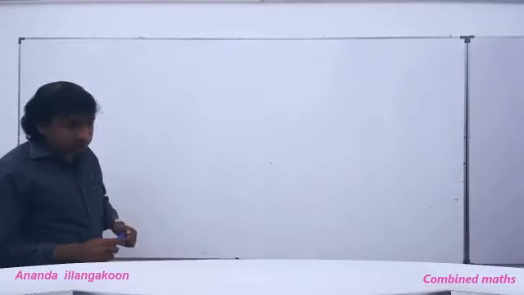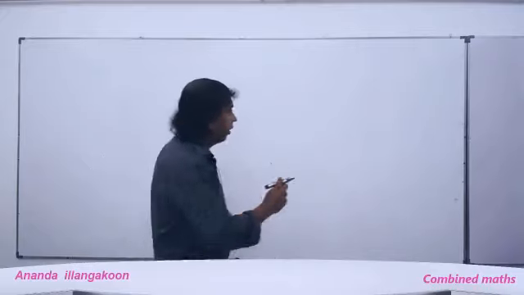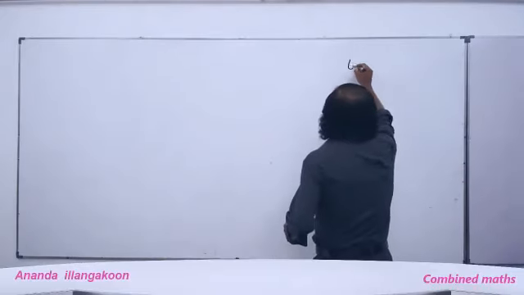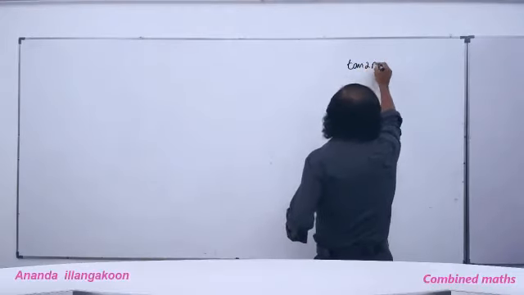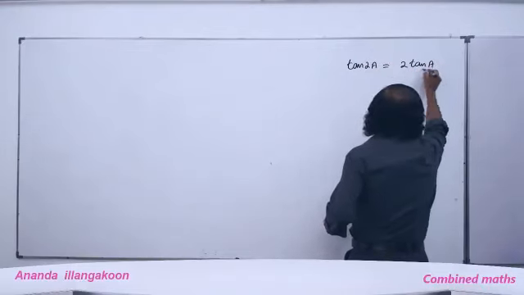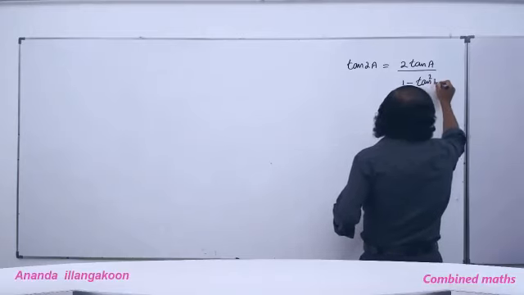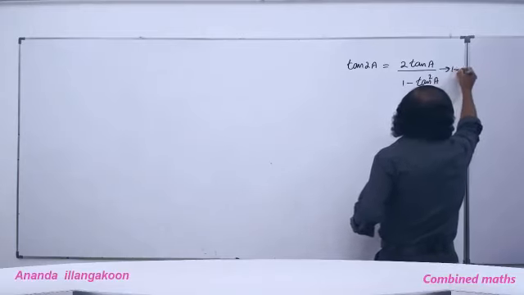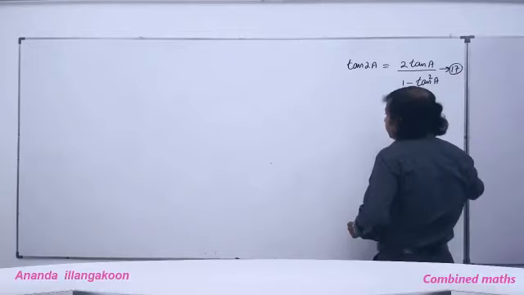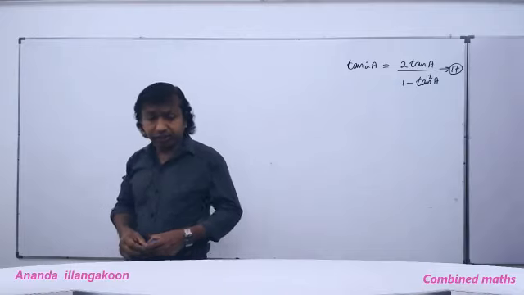People, last week I took the formula for tan 2A. The tan 2A formula is 2 tan A divided by 1 minus tan squared A. This was formula number 17. Formula number 17, right?